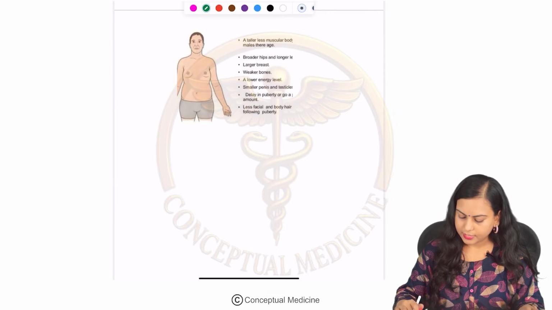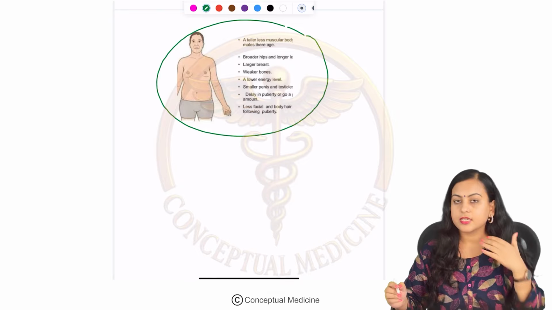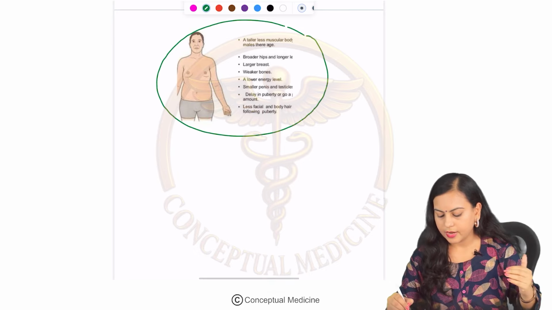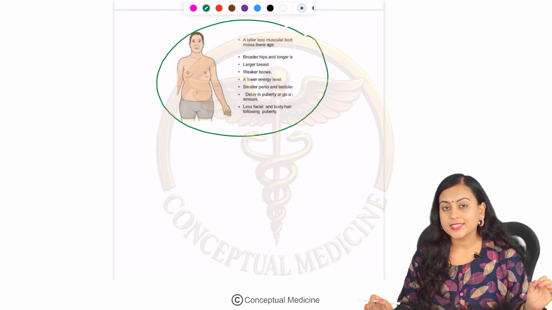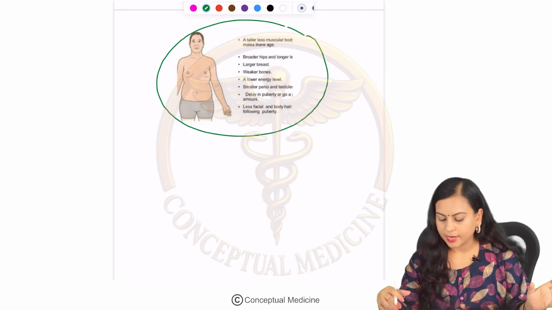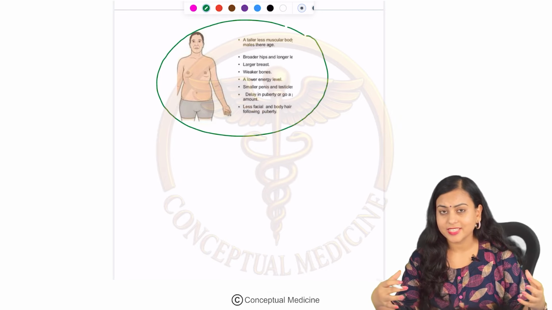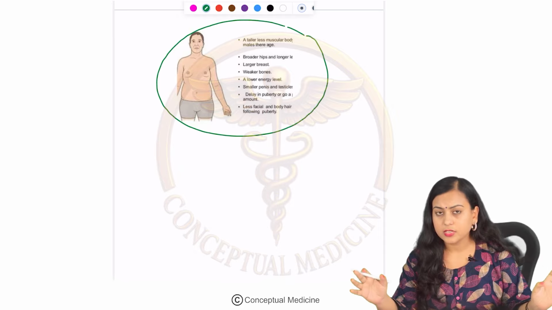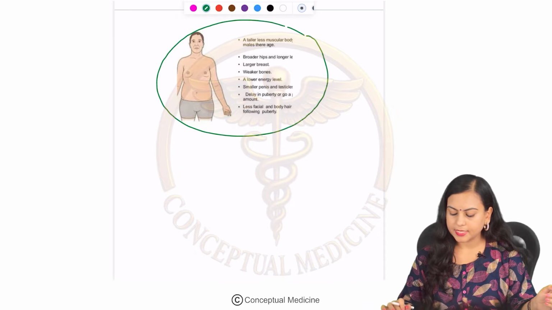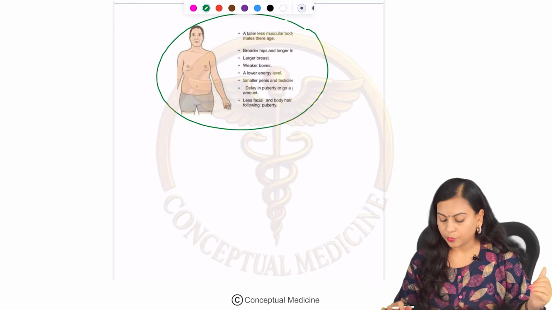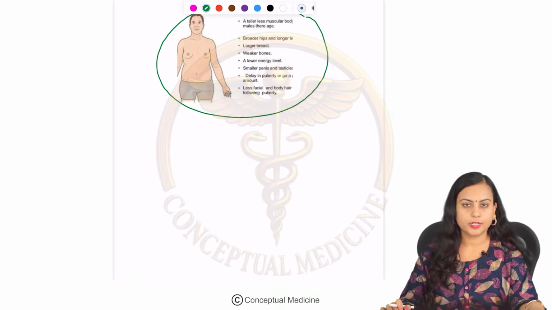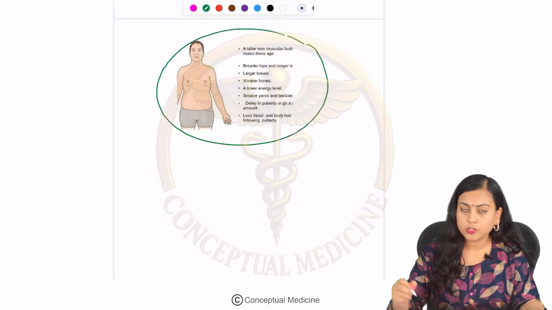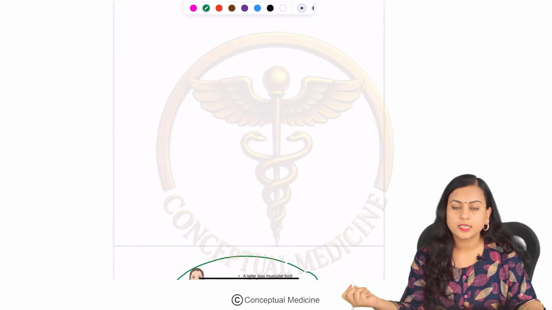So this is a Klinefelter where you are able to see a male who is taller, with a less muscular body compared to the males of his age. He has broad hips and longer legs. He has large breasts, that is gynecomastia. He has weaker bones. He will have low energy level, smaller penis and testicles. There will be delay in puberty and less facial and body hair following puberty. Okay, he is a Klinefelter. The karyotype is what? It is 47XXY.